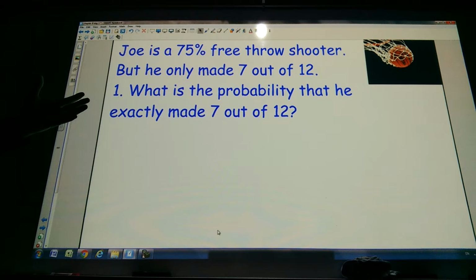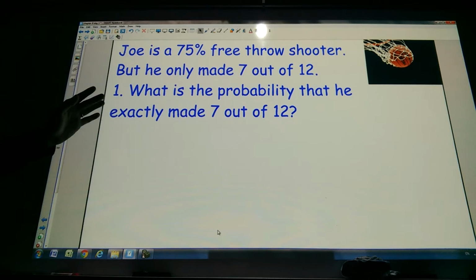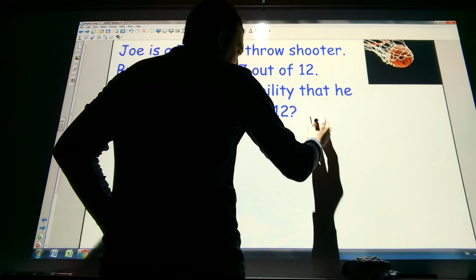Let's check. Are there two options? Yes, he either makes or misses a shot. Are there a fixed number of outcomes? Yes, he shoots 12 shots. We already said that he is a 75% free throw shooter. We'll assume independence. We assume that he's not going to get tired, that one shot does not affect the other one, so we're going to move on. We will want to write down that it's binomial.